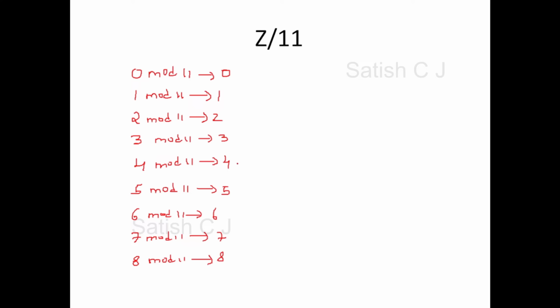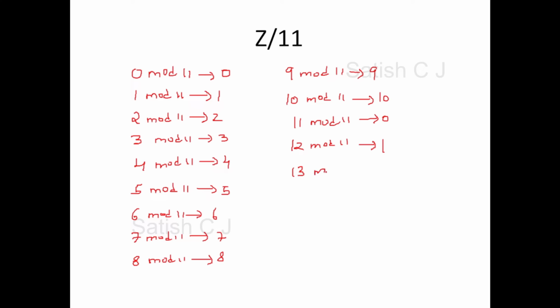8 mod 11 is 8. 9 mod 11 is 9. 10 mod 11 is 10. What is 11 mod 11? The remainder is 0. When you go to 12 mod 11, you get 1. 13 mod 11 is 2. 14 mod 11 will be 3.